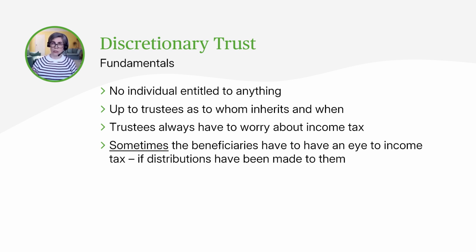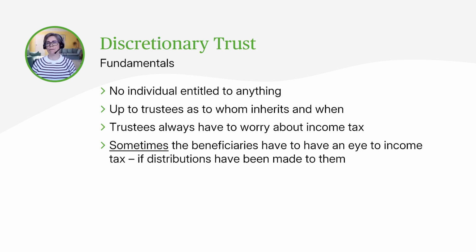And because everybody is in a wait and see game to see whether the trustees will pick them, no individual beneficiary under the terms of a discretionary trust, unless it is changed from having that discretionary element, has any entitlement at law to anything. They cannot force the trustees' hand. They always just have to wait and see whether the trustees have picked them and how they have decided to distribute things to them.